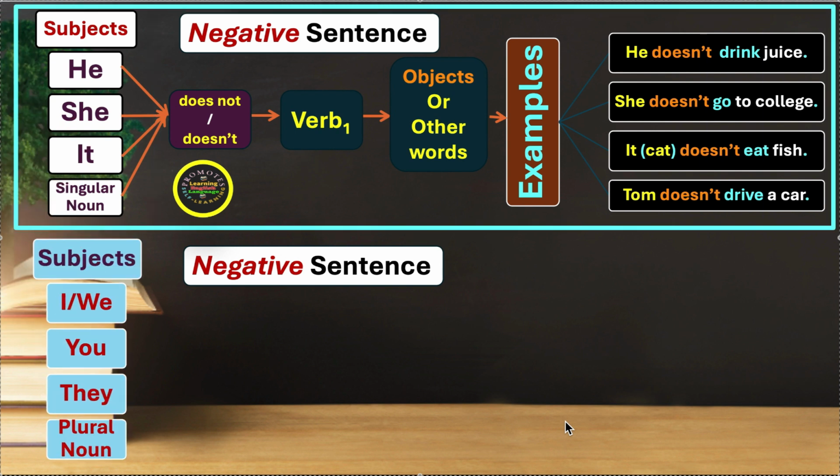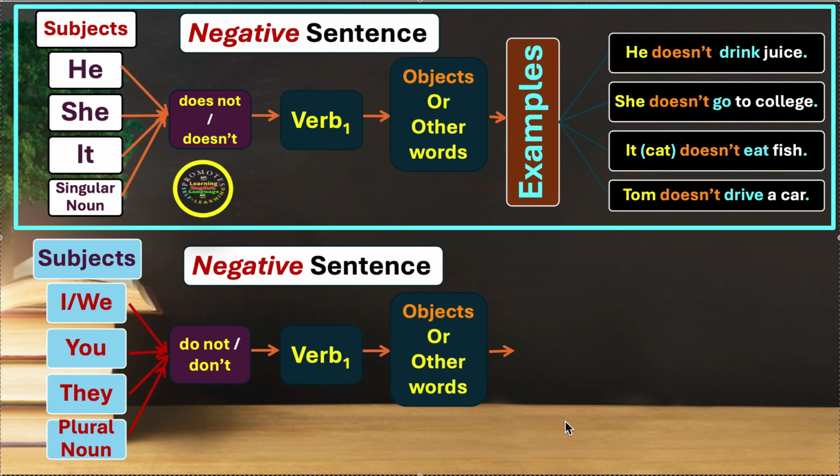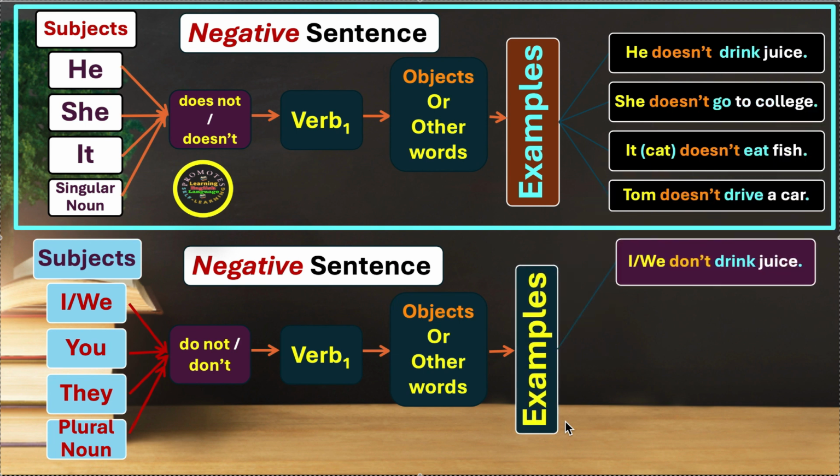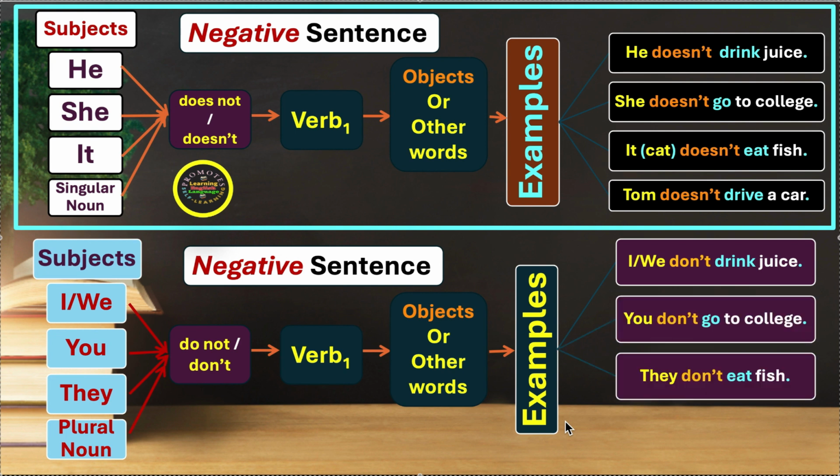We have another structure, like if we have the subjects I, we, you, they, and plural noun, then we have just do not or don't, and we use first form of the verb, and we have objects or other words. Like in the following examples, we have the sentences like I or we don't drink juice, you don't go to college, they don't eat fish, and boys don't play games.